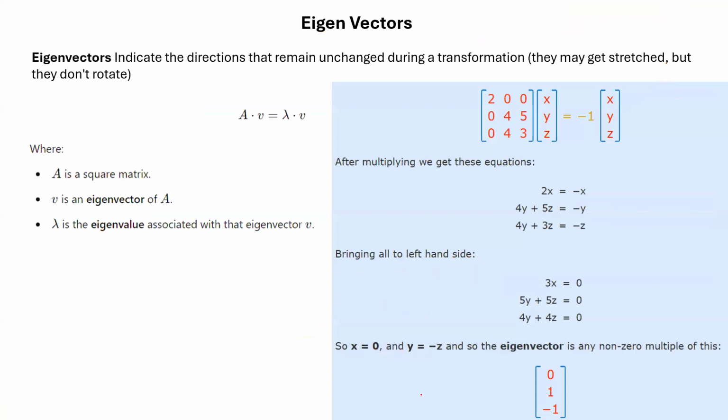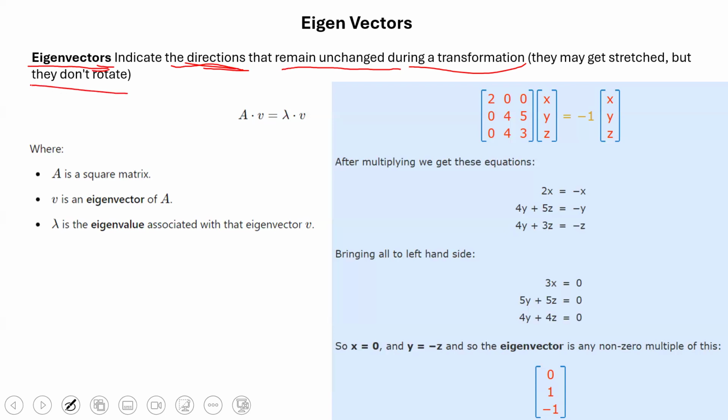Now, how do we calculate the eigenvectors for a particular matrix? Eigenvectors indicate the direction that remains unchanged during the transformation. Vectors have magnitude and direction, right? So an eigenvector is a vector which indicates a direction that remains unchanged during the transformation. They may get stretched out, but they don't rotate. That is what eigenvectors do.